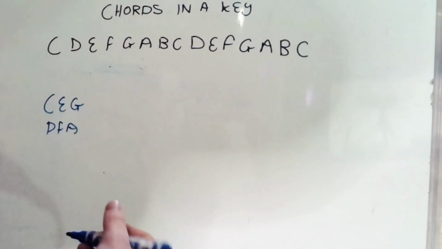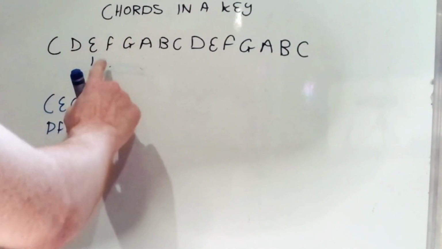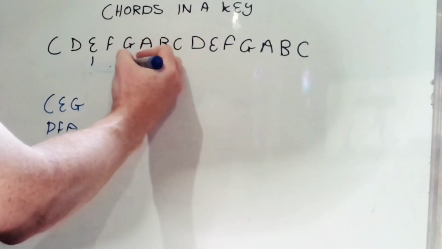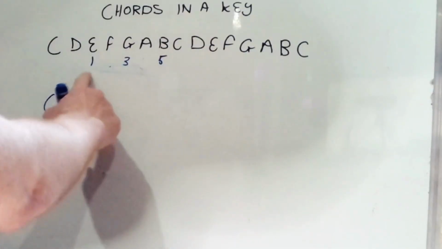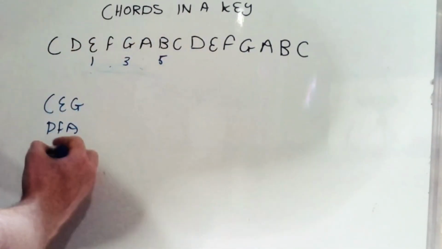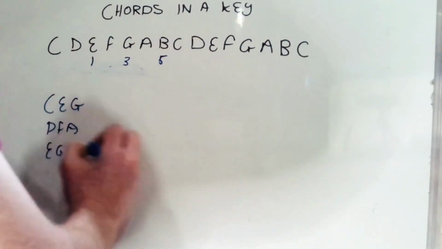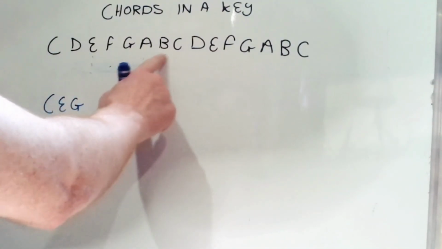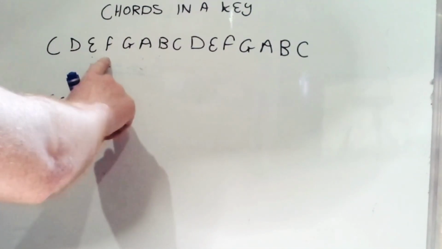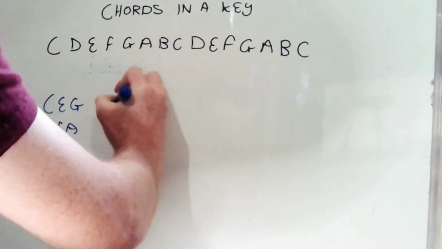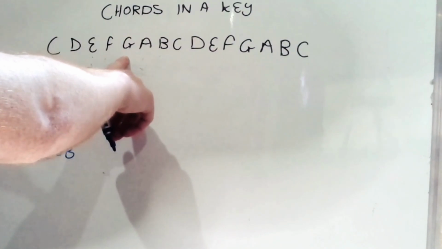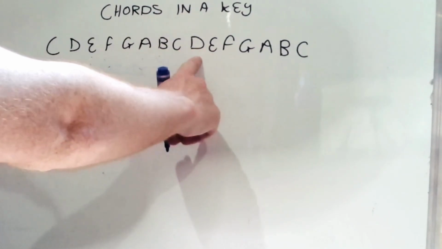Okay, let's do that on E. So E is 1, F 2, G 3, A 4, and B 5. There we go, so 1, 3, 5, E, G, and B on our next chord. And then let's carry on with that process throughout. F is 1, A is 3, C is 5. And then G is 1, B is 3, D is 5.